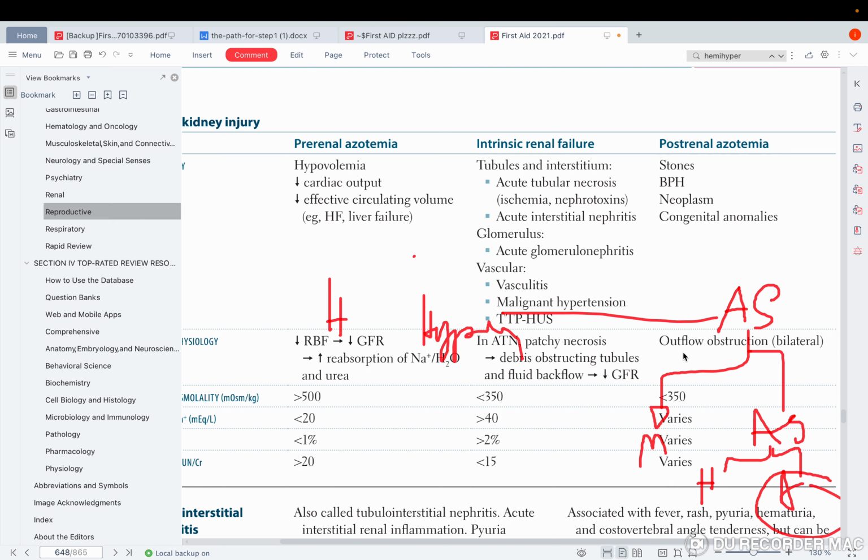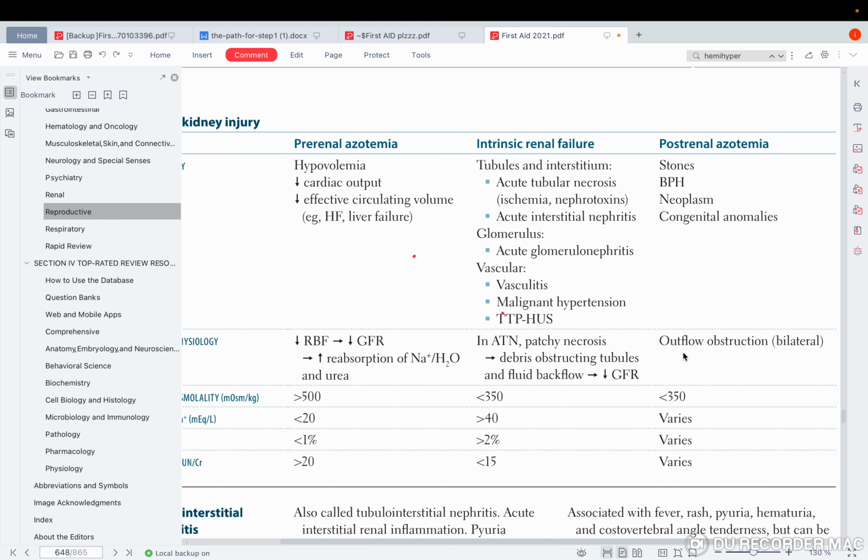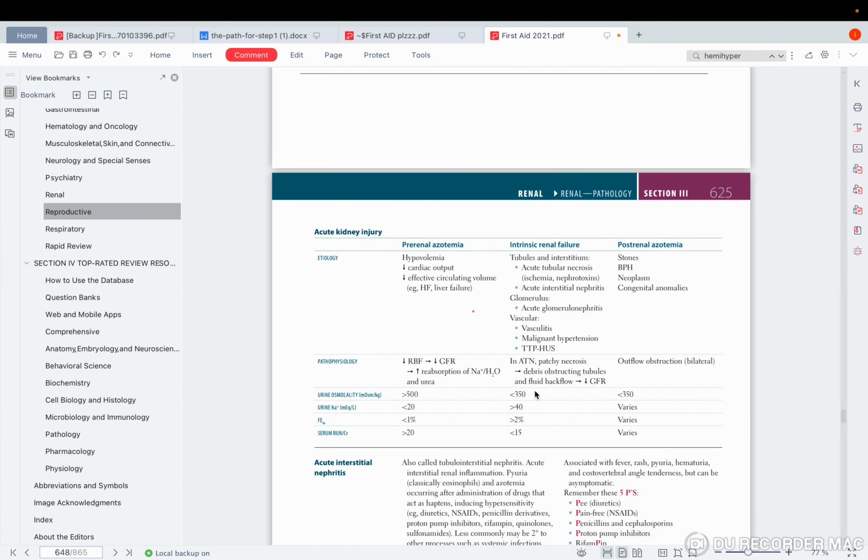What about essential hypertension and diabetes? Essential hypertension and diabetes is the hyaline. Excellent. Good. Okay, good. That makes me happy because you remember exactly what I was telling you. So in acute tubular necrosis, patchy necrosis will be seen. Debris will be obstructing the tubules, and the fluid will have a backflow, leading to obstruction of the flow.